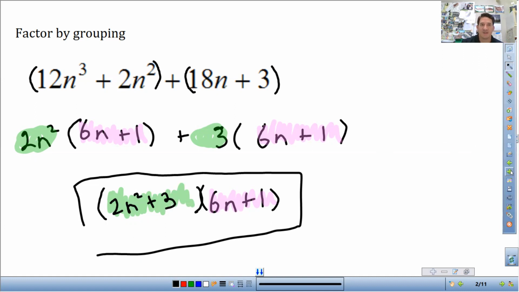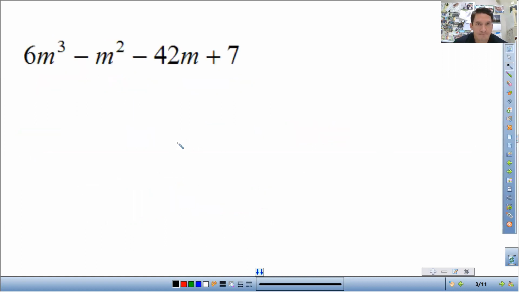Let's look at another example. Careful on this one with the negatives. I'm going to group the first 2 terms. Just to make life easier, I'm going to make this plus a negative 42 and then group these last 2 terms. The middle sign here is negative, so make it plus a negative and then group that negative in with the second 2 terms.